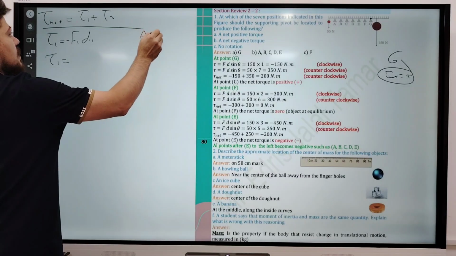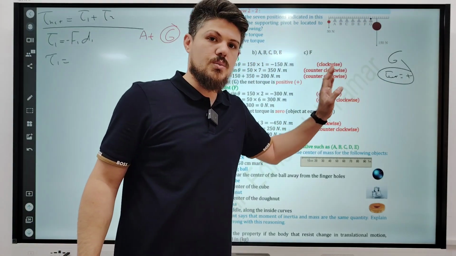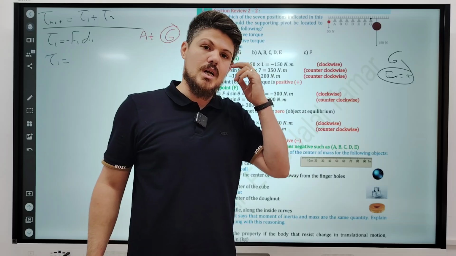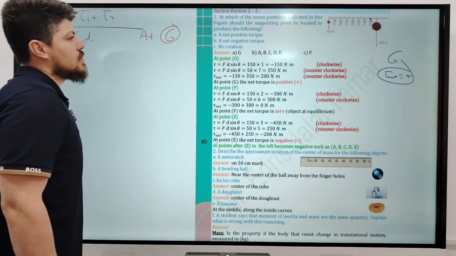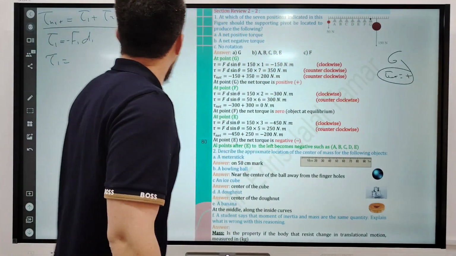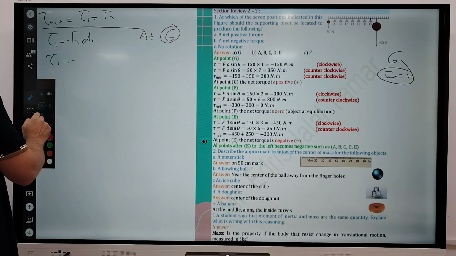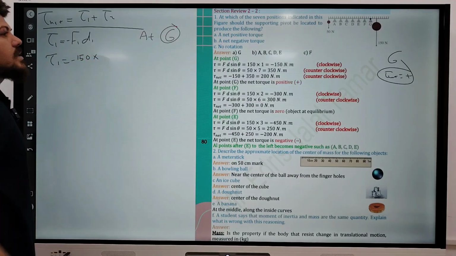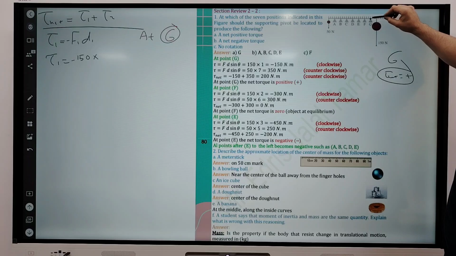At point G, okay? So you have to test all points to make sure which point has net positive torque and which point has no rotation, at which point or which later has no negative torque, net negative torque. At point G, okay? Torque number 1 is equal to negative F1 150 times. At point G, assume that the distance between these two pivots is 1 meter.